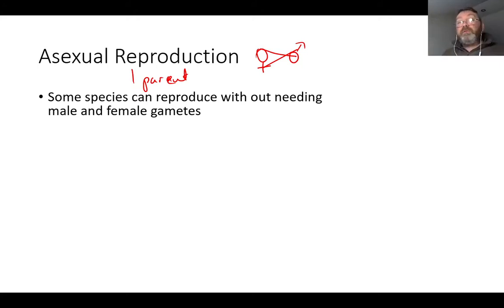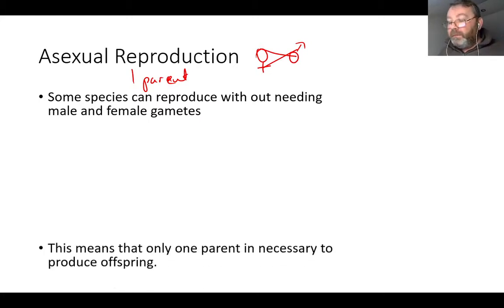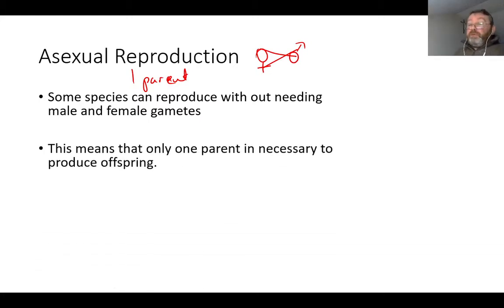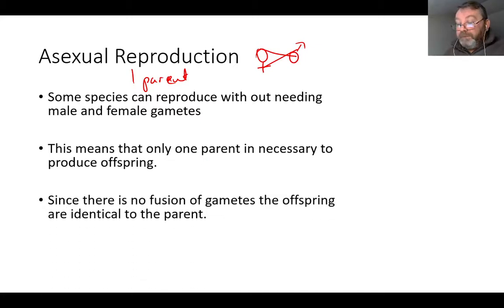And there's no need for gametes. It just happens by means of breaking something off and propagating it, causing it to grow in compost. This means, asexual reproduction means, that only one parent is necessary to produce offspring. Since there is no fusion of gametes, the offspring are identical to the parent. And what I should say there really is they are genetically identical.